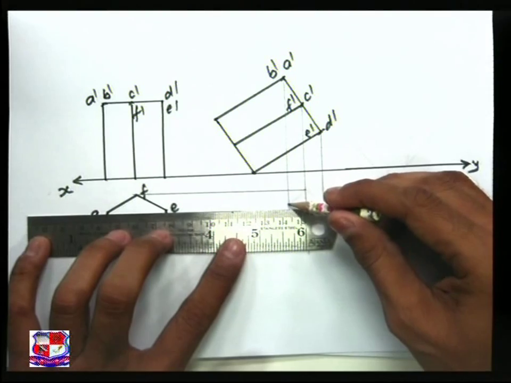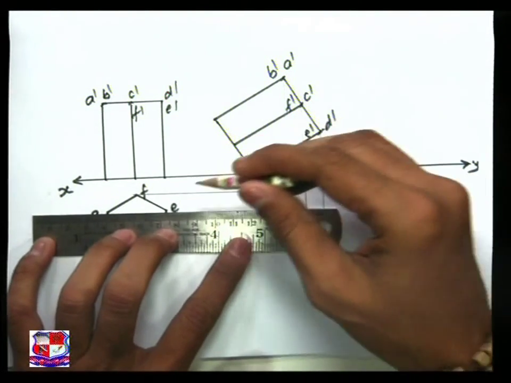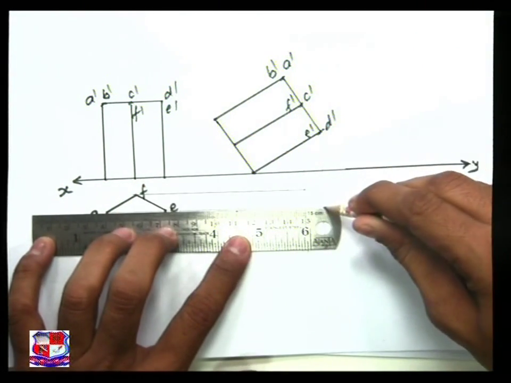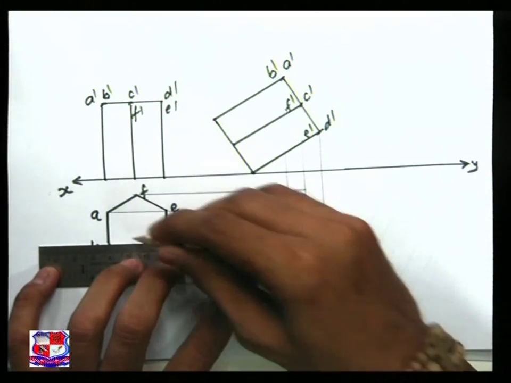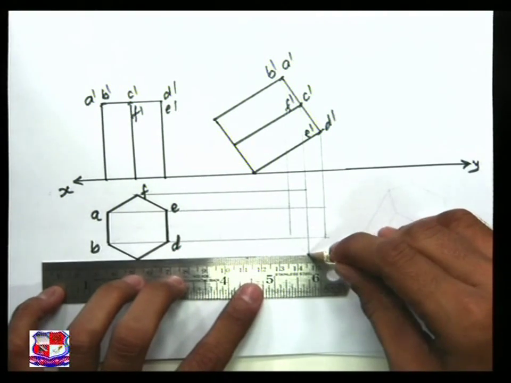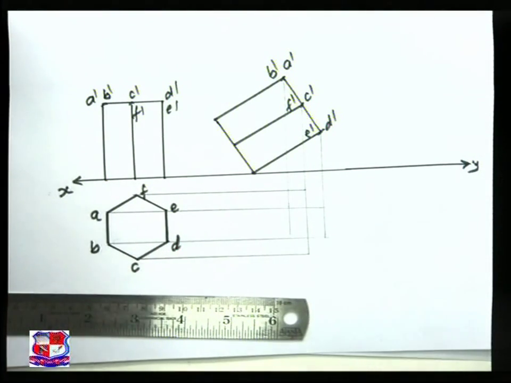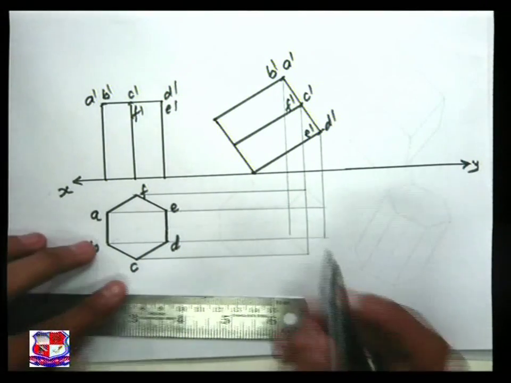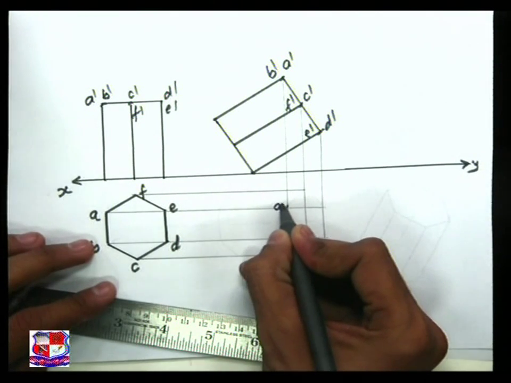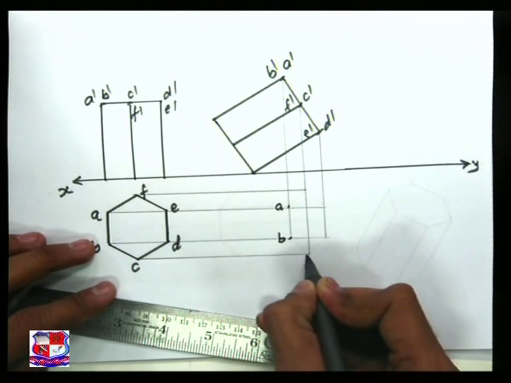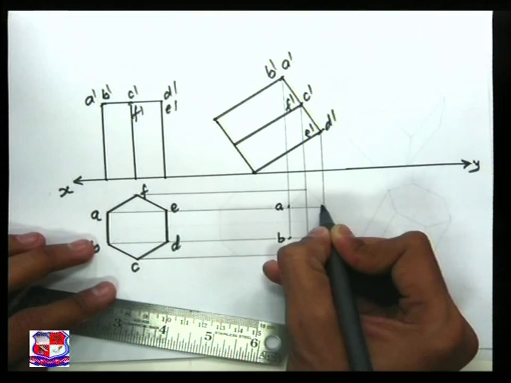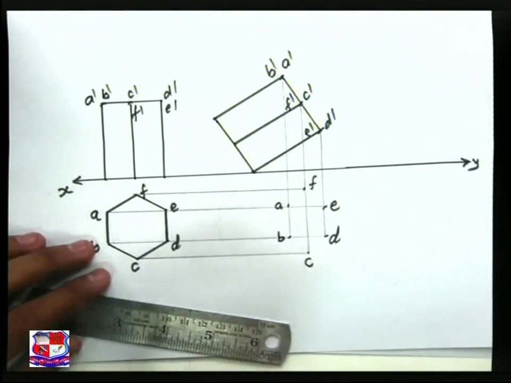From 1 A, B, C, D, E and F. From all these points, draw straight horizontal lines. And we can identify the points like this. Here is point A, here is point B, C, D, E and F.